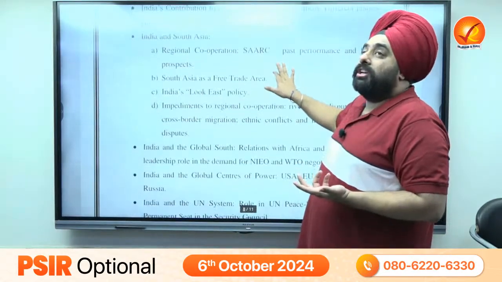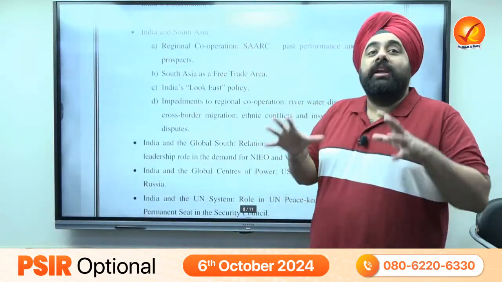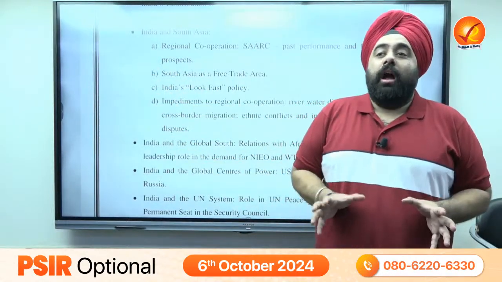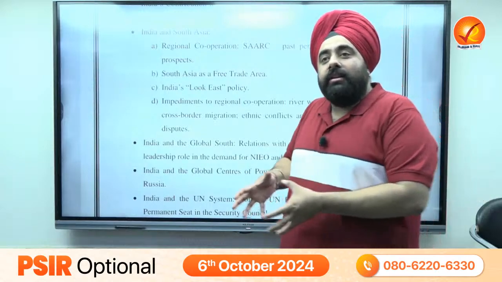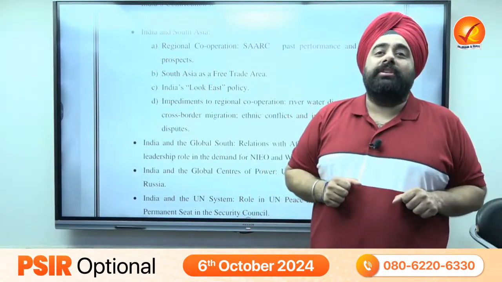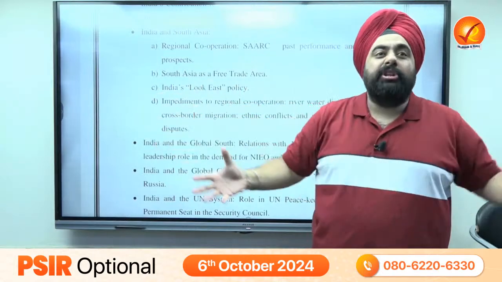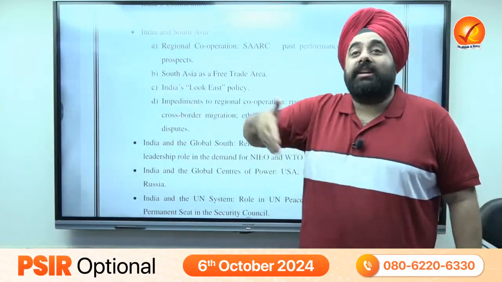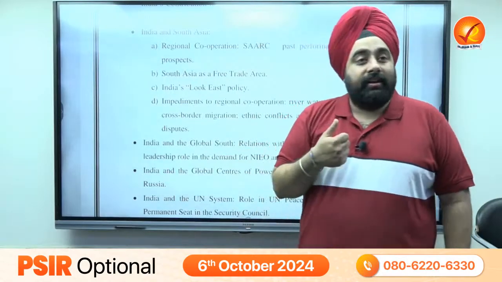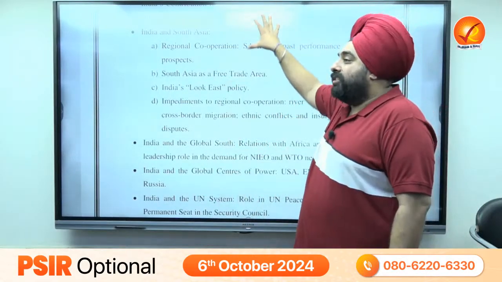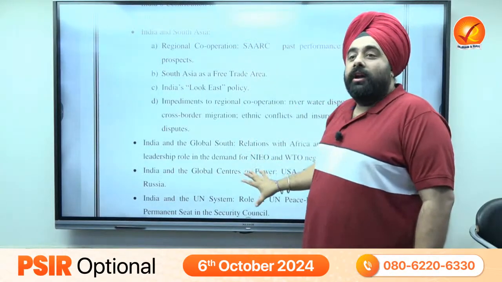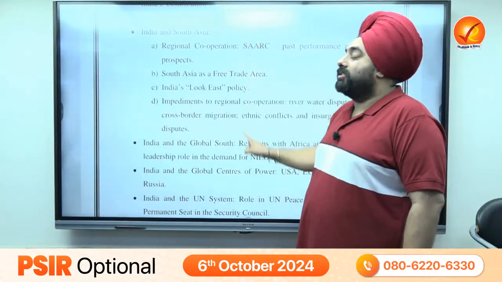Then chapter 3 of section B is India and South Asia. That means India's relationship with its South Asian neighbors. Afghanistan, Pakistan, Maldives, Sri Lanka, Bangladesh, Nepal, Bhutan. What is our relationship with these countries? Whether we have been able to ensure regional cooperation or not, SAARC has succeeded or it has failed. What is the role of BIMSTEC here? These topics are there. What kind of disputes we have in South Asia, water sharing issues, border disputes, refugee problems, all of this has to be discussed here.